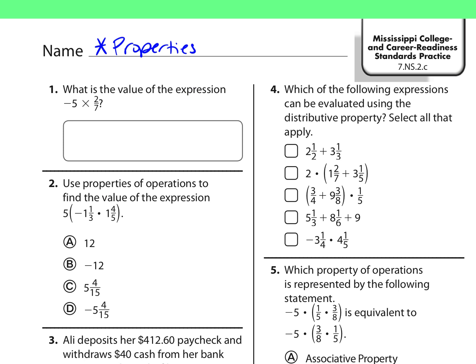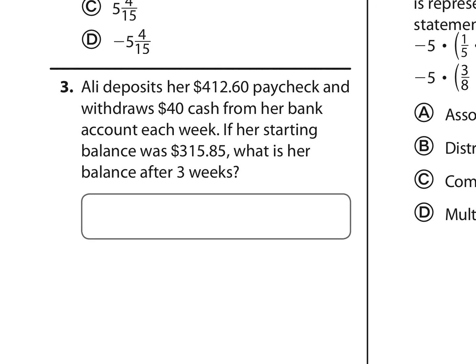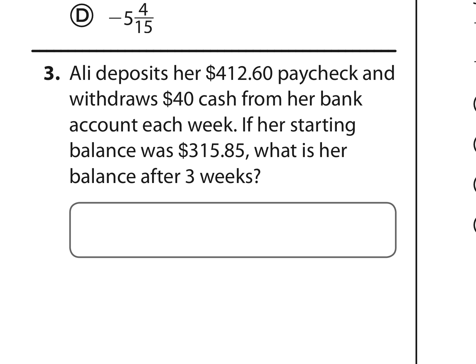Standard NS2C is focused on properties of numbers dealing with multiplying and dividing. We're going to start with number 3. Allie deposits her $412.60 paycheck and withdraws $40 cash from her bank account each week. If her starting balance was $315.85, what is her balance after 3 weeks?